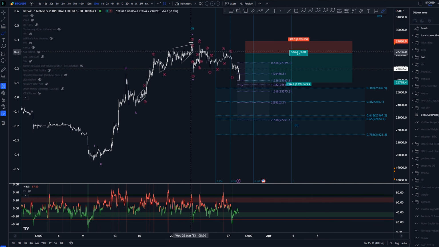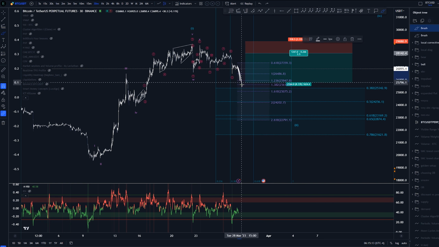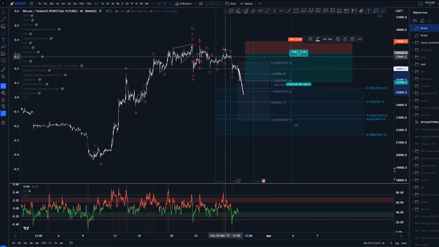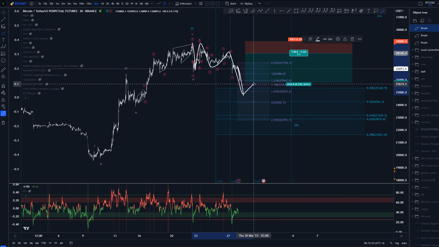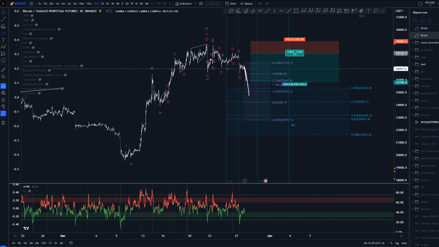So if this of course extends more, well, I don't want to be saying that we have a 1 2 here, then this would be another 1 2 3 4 5, 3 4 5, because that does not really fit other than the more bearish scenario.